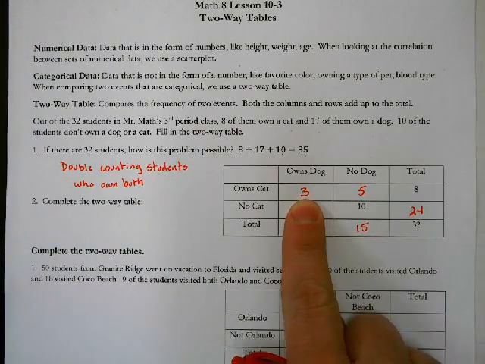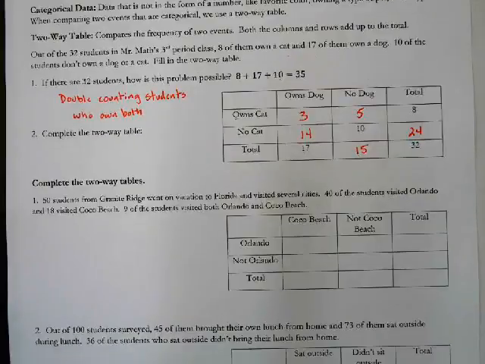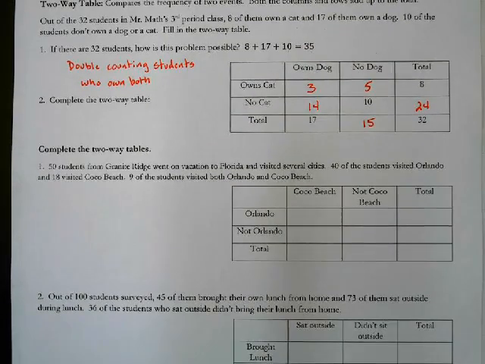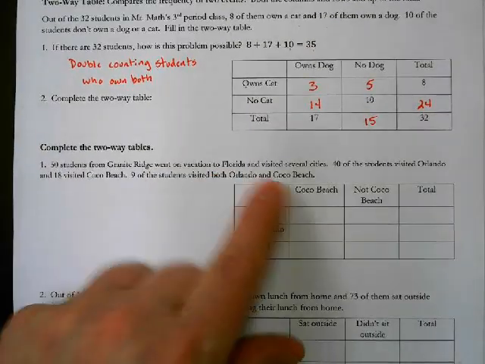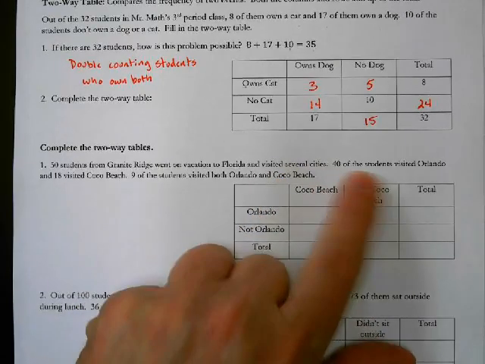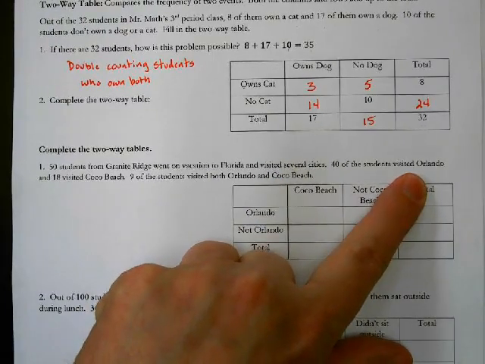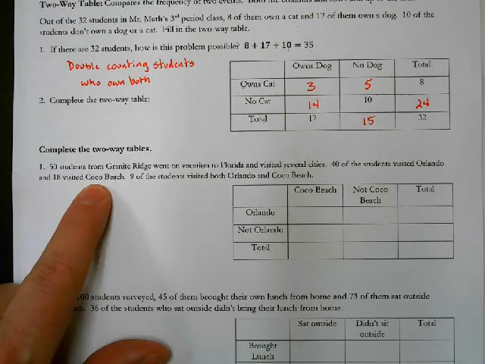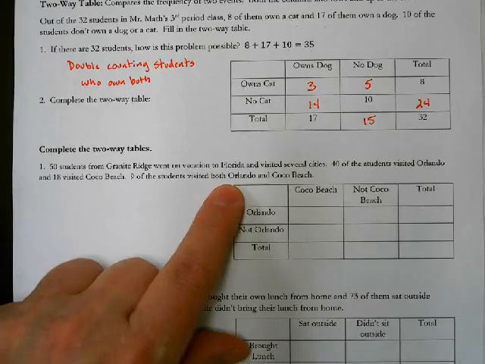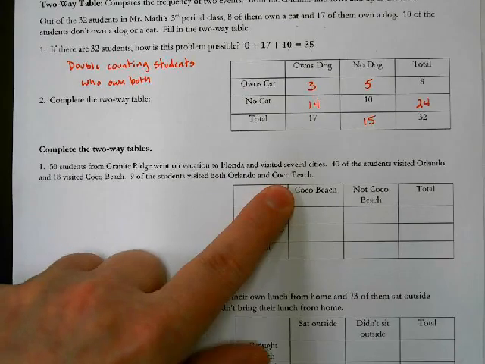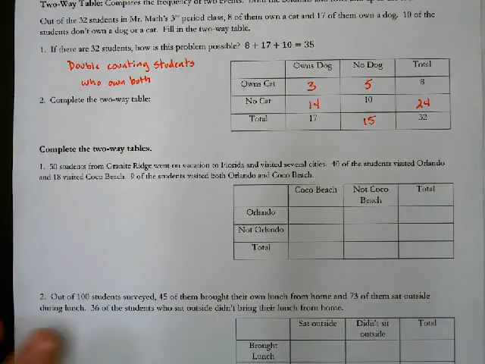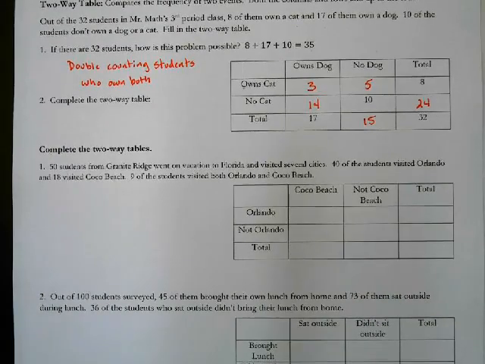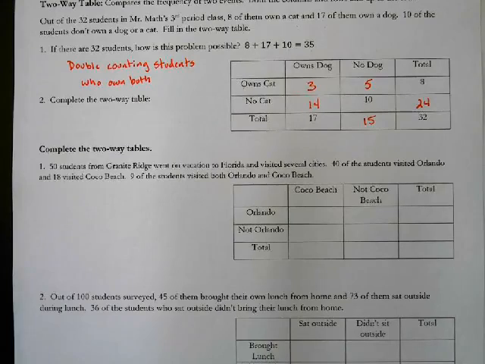All right, so if you're feeling saucy and you want to try this out on your own, you would pause at this point. We've got 50 students from Grant Ridge. They go on vacation to Florida and visit several cities. 40 of the students go to Orlando, Disney World. And 18 visit Cocoa Beach, which isn't too far away. 9 of the students go to Orlando and Cocoa Beach. All right, so fill in that data that we've already been given and then try to figure out the rest of it. Go ahead and pause if you want to be saucy and try it on your own.